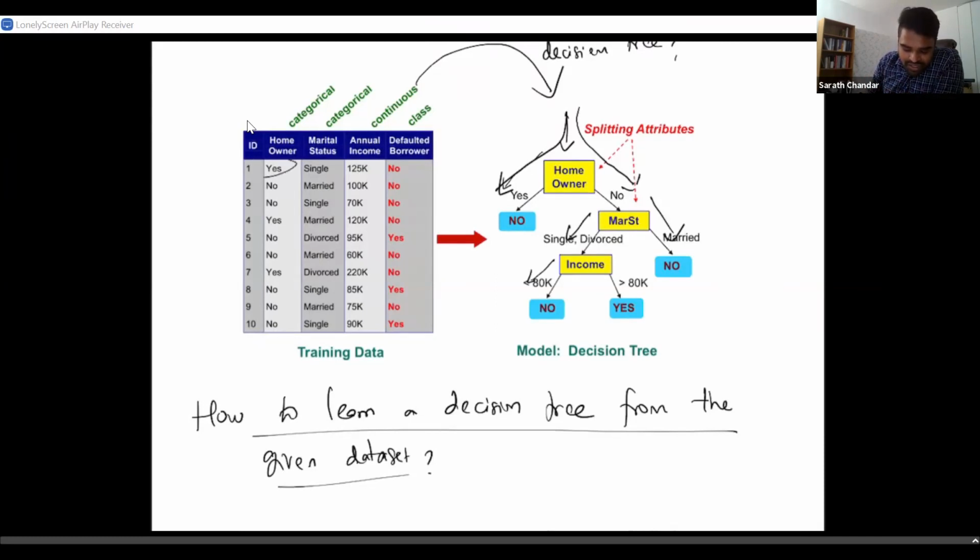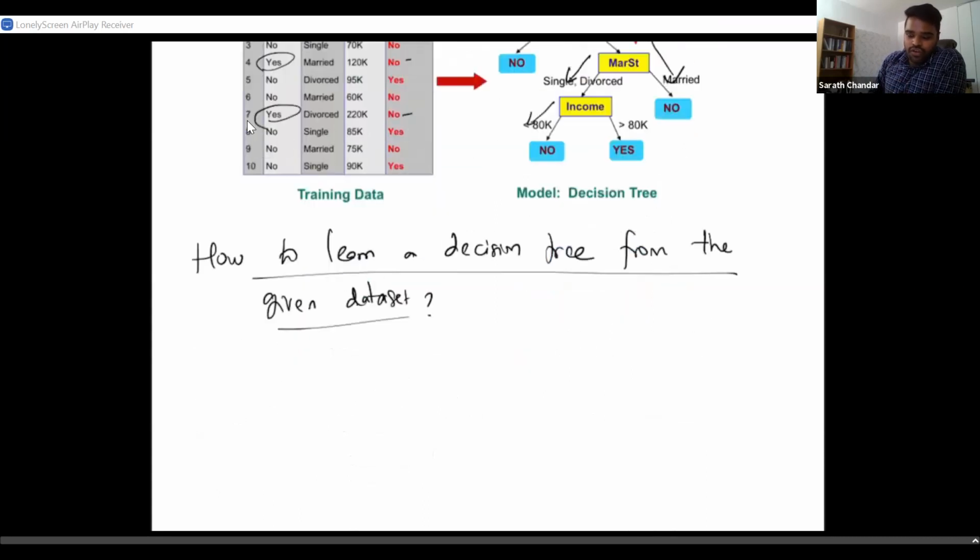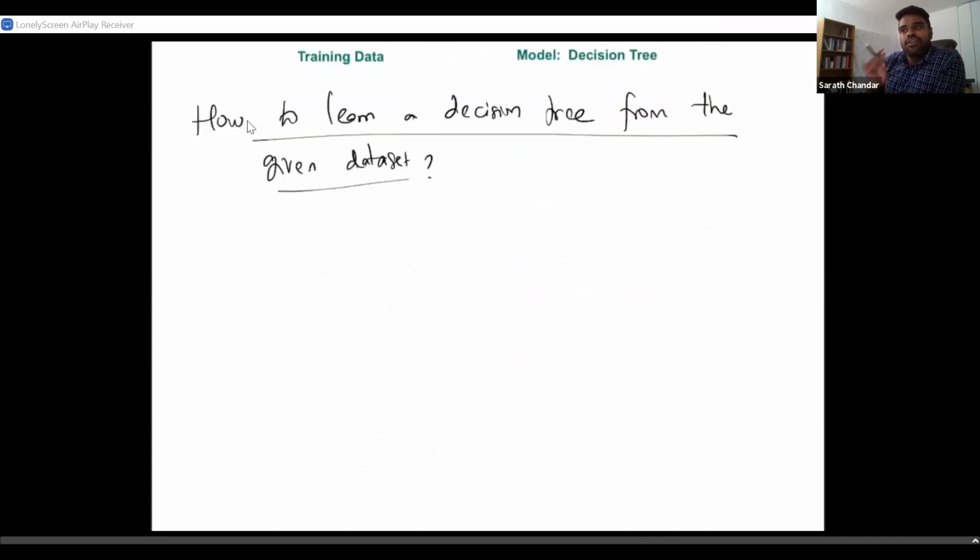Whenever homeowner is yes, you see that there are three examples of homeowner being yes, and in all three examples, the defaulted borrower is no. Then it is a very clear indicator that whenever someone owns a house, they are not going to default. So we will look for such indicative features.